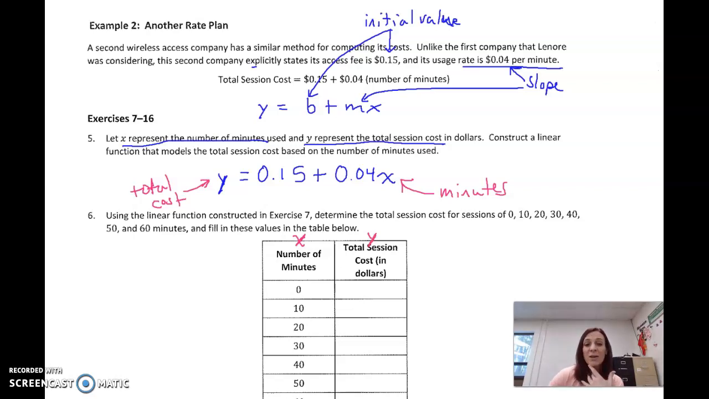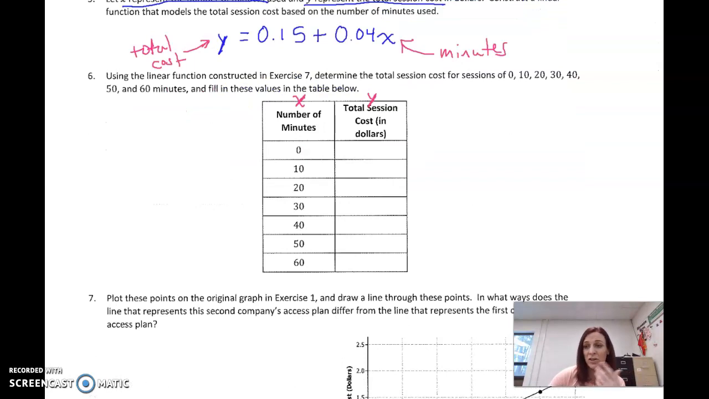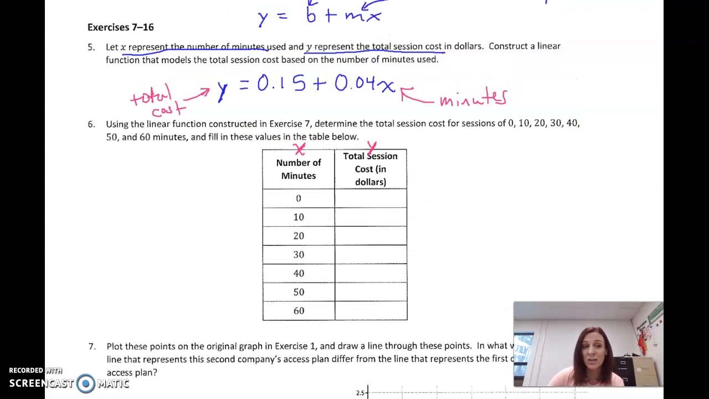So in this next part, now that we have our equation, it says using this linear function, this equation, you can determine the total cost, the power of the equation. We can figure out what the total cost would be if you go talk for 0 minutes or 10 minutes or 20 minutes and so on and so forth. Okay, so all you have to do is type this into your calculator. And I'm going to go through it quickly. I'm not going to show you the typing in the calculator part. So if you need help with that, make sure you let me know.